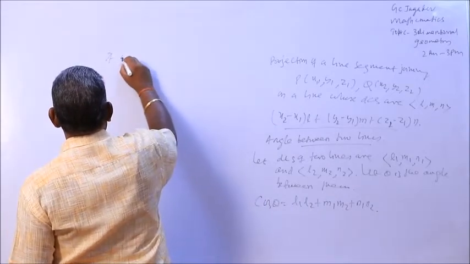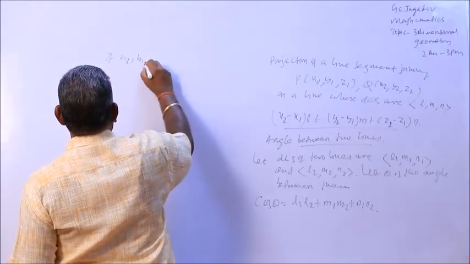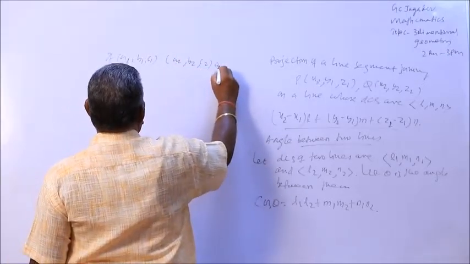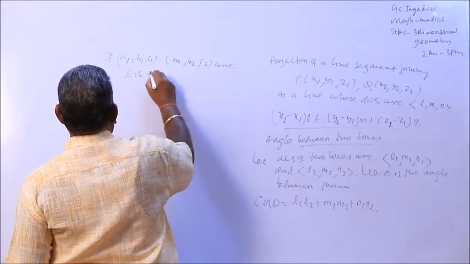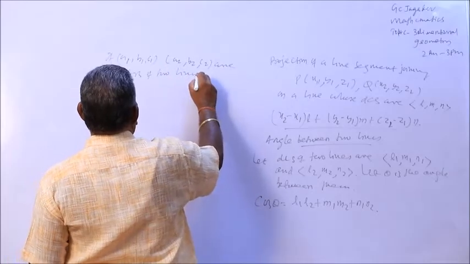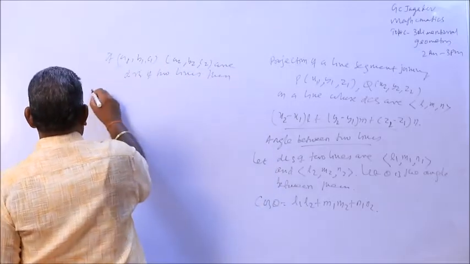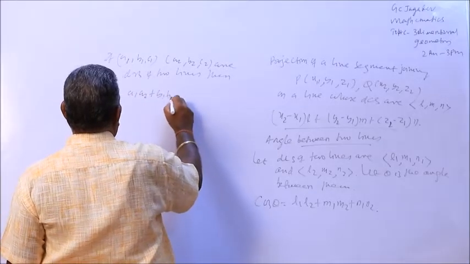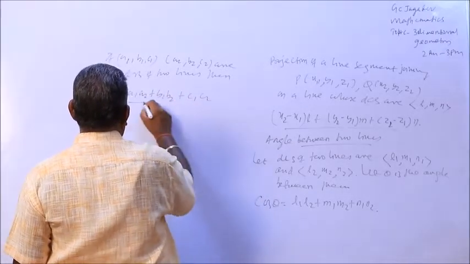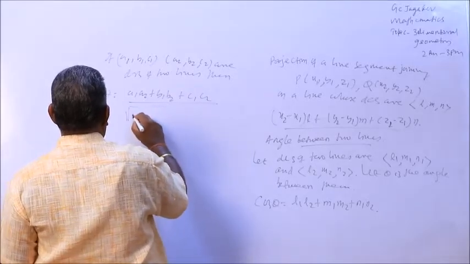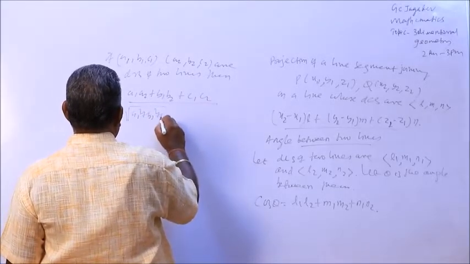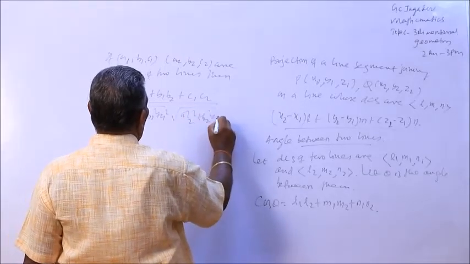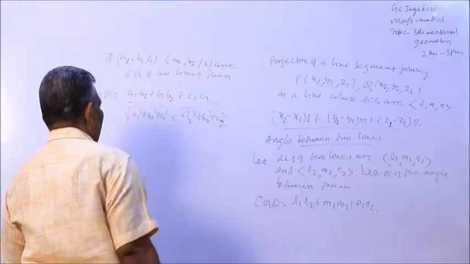If A1, B1, C1 and A2, B2, C2 are DRS of 2 lines, then cos theta equals (A1 A2 plus B1 B2 plus C1 C2) divided by root over of A1 square plus B1 square plus C1 square into root over of A2 square plus B2 square plus C2 square, like this.